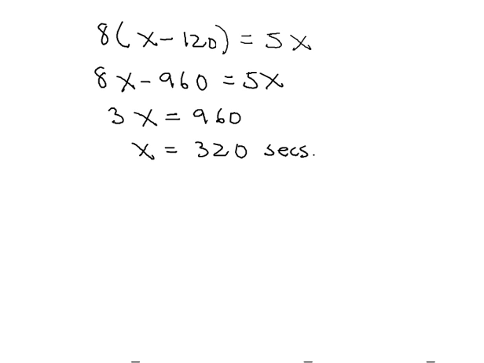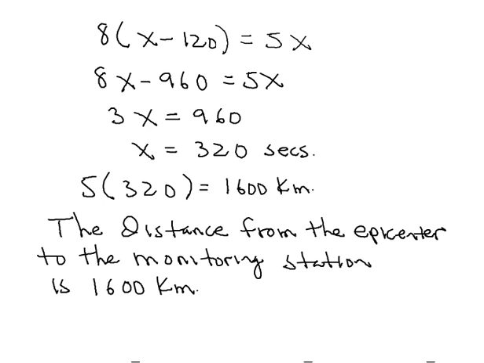It's probably easiest to put it into the expression 5x. So we have then 5 times 320 will produce then 1600, and this will be 1600 kilometers. And as we've suggested before, it's always a good idea to end up with a sentence. So let's do that next. And so we end up by writing then the distance from the epicenter to the monitoring station is 1600 kilometers. And we're done.